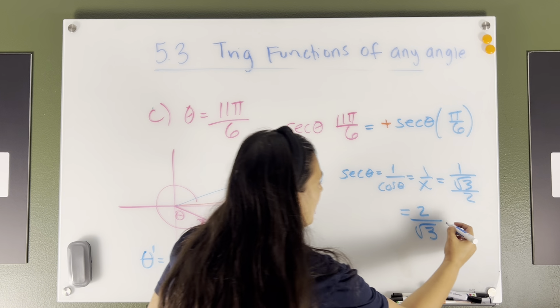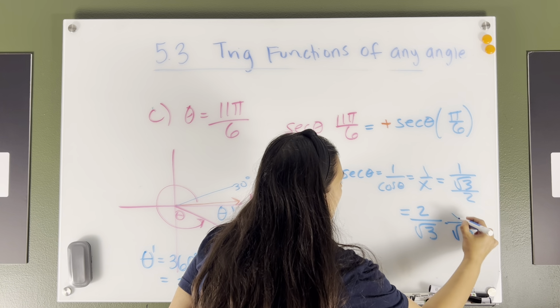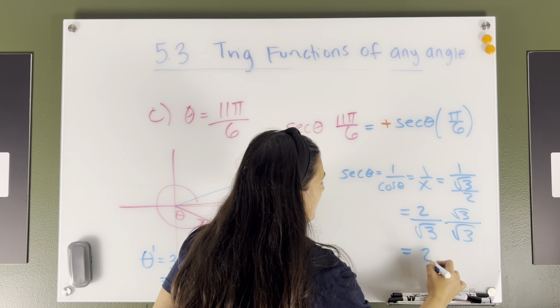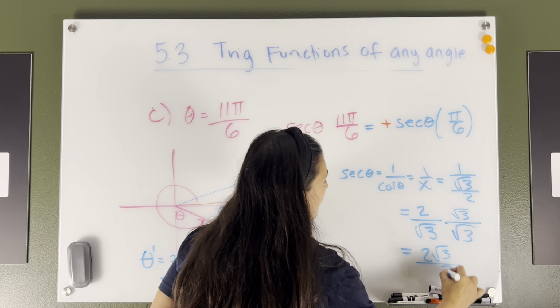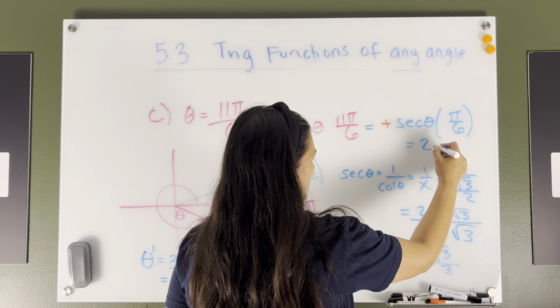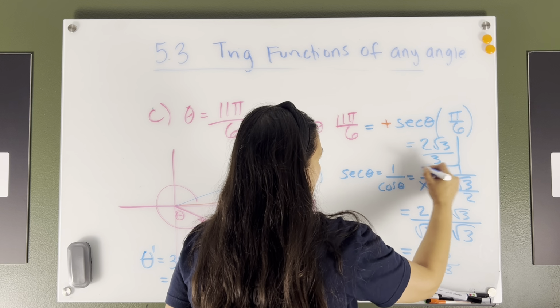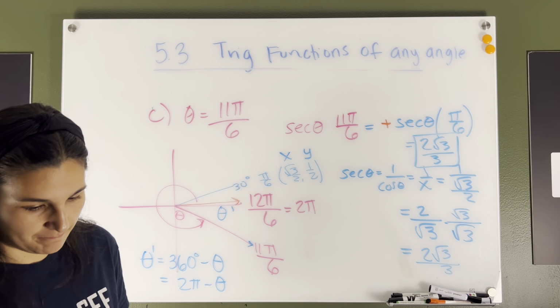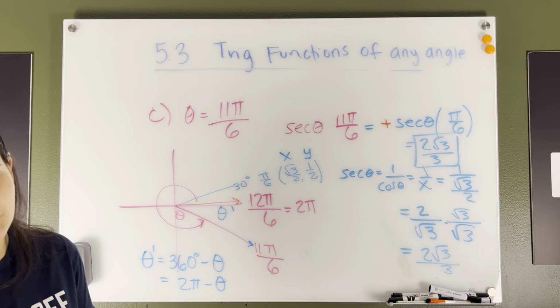And then, of course, you need to rationalize that. So multiply it by the square root of 3 on top and bottom, and you get 2 square root of 3 all over 3. And we can ensure that this is a positive answer. Okay? That's it. Super fun.